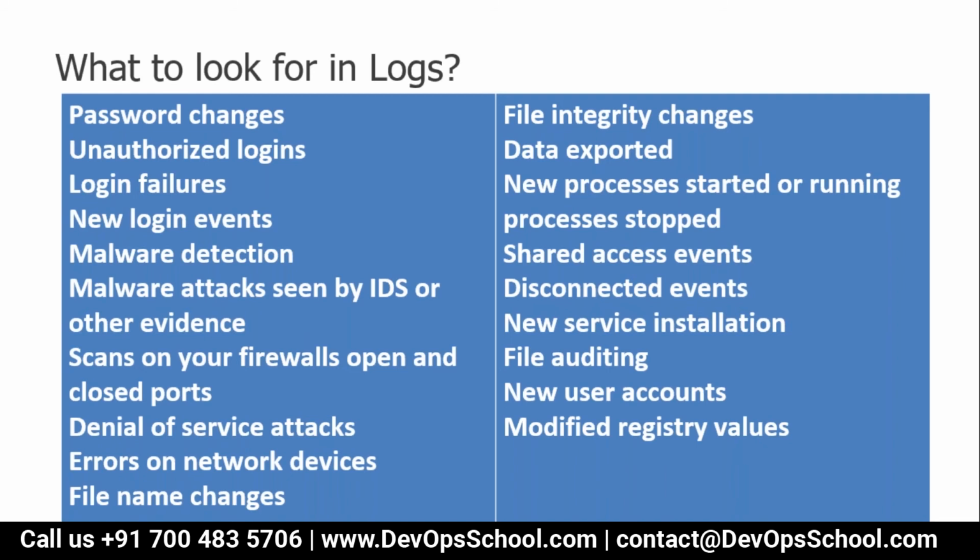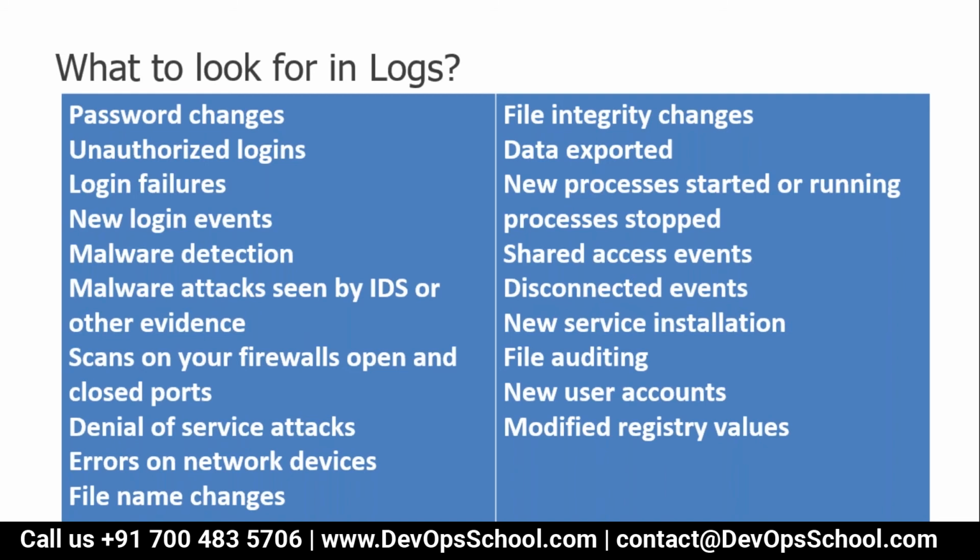New login events, malware detections, malware attacks seen by IDS or other evidence. Scans on your firewall, open and closed ports. DDoS, denial of service attacks. Errors on network devices. File name changes. If some file has changed, it's in the system log, you'll have that. File integrity changes you're going to check. Data exported, new process started or running. Everything you have in the log. Process got stopped, why did it get stopped? Shared access events, disconnected events, new service installations, file auditing, new user accounts, modifying the HTTP value.